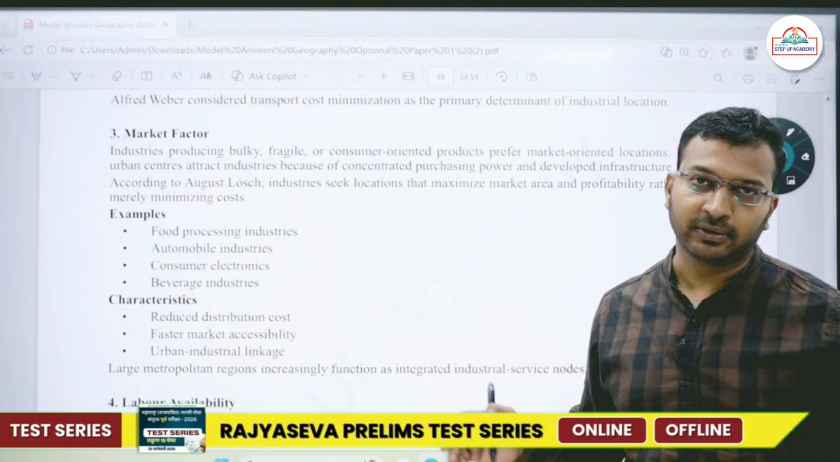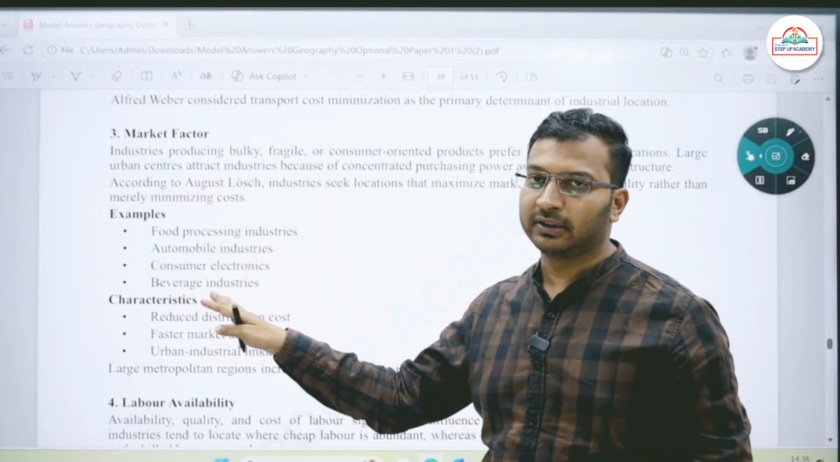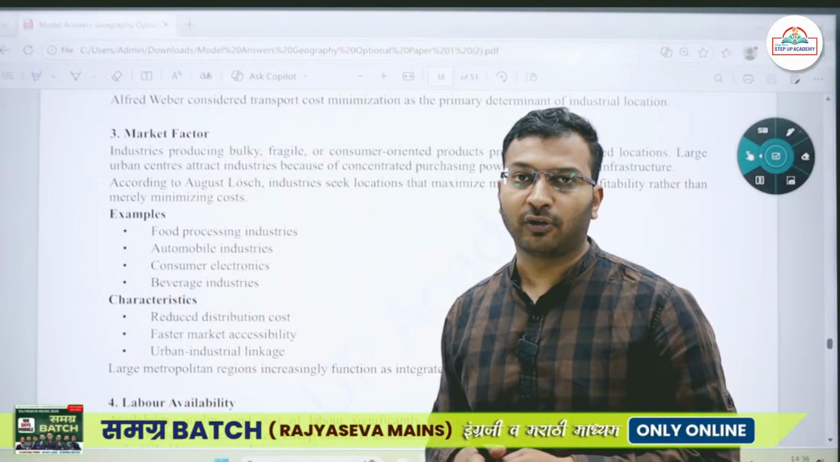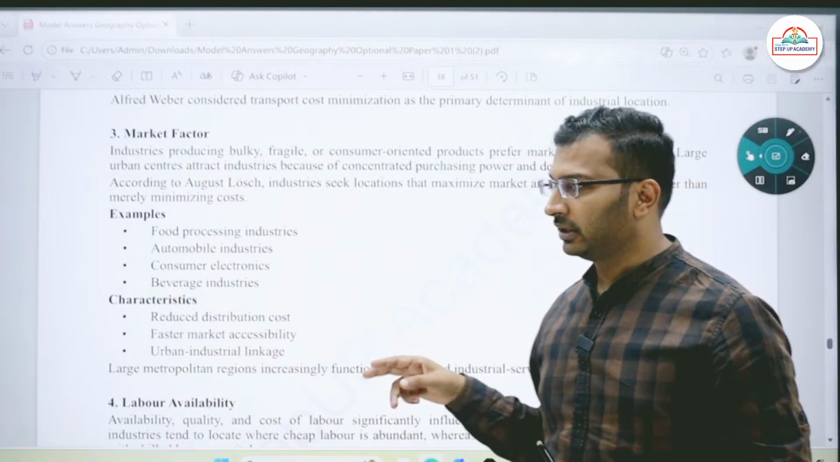Consumer electronics and the beverage industry too. Wherever there is market availability, wherever the purchasing power is and people are ready to pay for these goods, such industries will be located near the market.